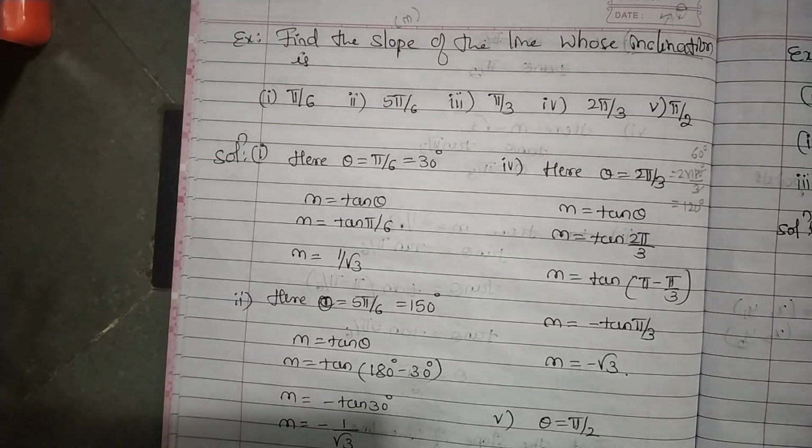The first example is: find the slope of a line whose inclination is given by. So we need to find the slope m whose inclination is given, that is, the angles have been given. We need to find the slope here.